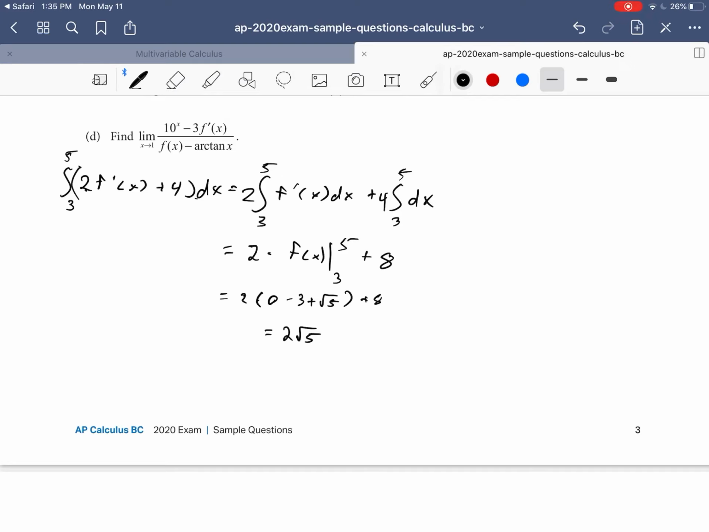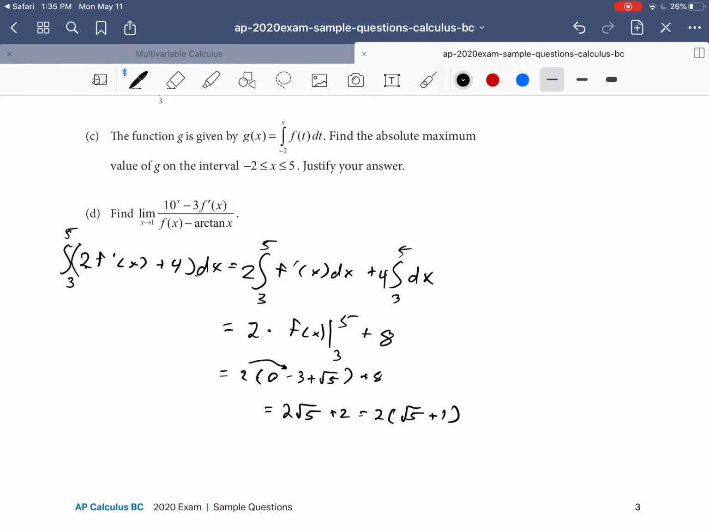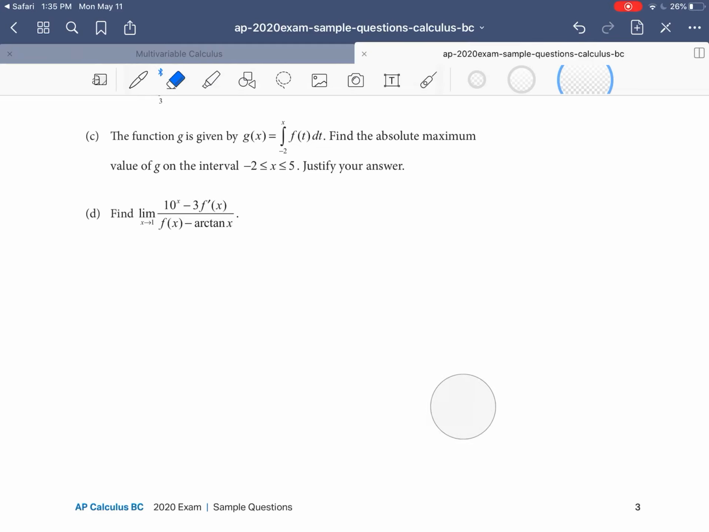And so that's going to give us 2 square root 5. And then we have minus 6 from here. But then we have plus 8, so that's a plus 2, which I'll write as 2 times square root 5 plus 1. And that's our answer for B. That looks right to me. Okay, I'm going to do C now.